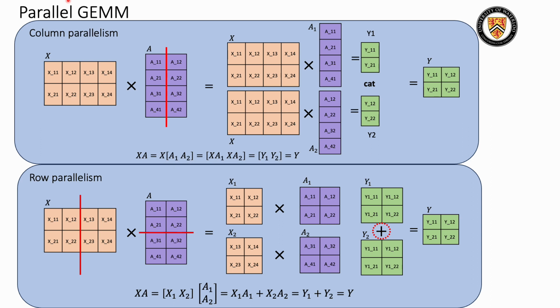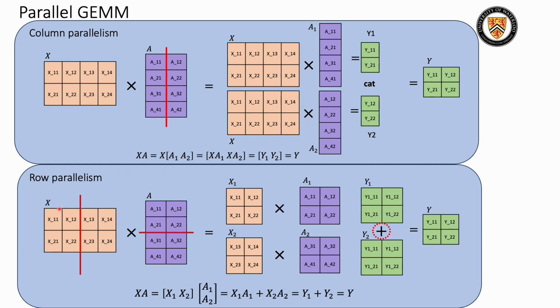In column parallelism, you're multiplying X times A, and you want to do this on two devices. So what you do is you split A by column. You put the first column here, and you put the second column here, and then you replicate X on both devices, and then you do the multiplication. Now, this output is going to be the first column of the output, and this output is going to be the second column of the output, and you just want to concatenate them.